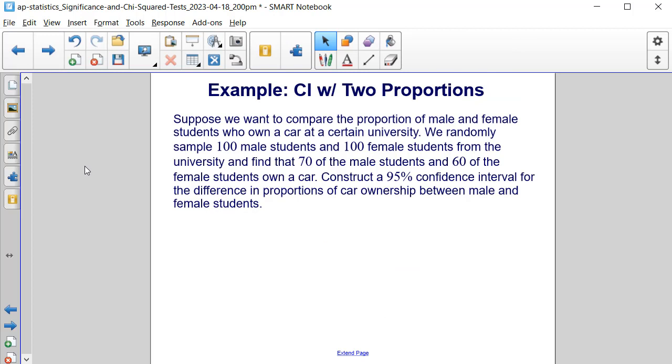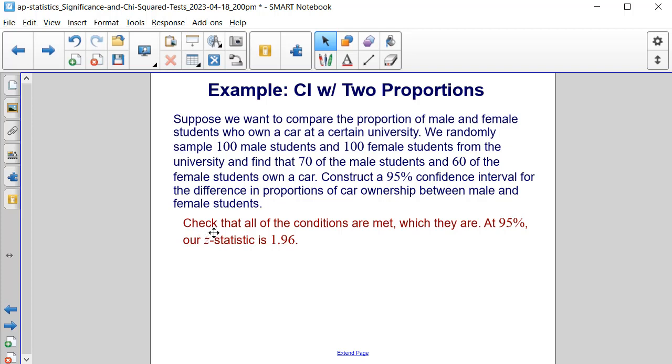Here's an example on how to create or find the confidence interval with two proportions. Suppose we want to compare the proportion of male and female students who own a car at a certain university. We randomly sample 100 male students and 100 female students from the university and find that 70 of the male students and 60 of the female students own a car. Construct a 95% confidence interval for the difference in proportions of car ownership between male and female students.